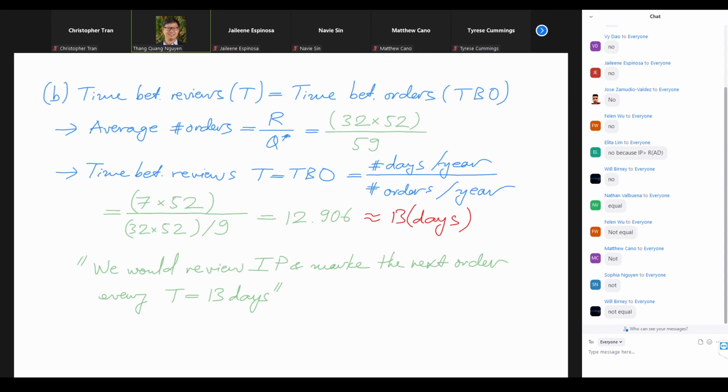Earlier, we fix the quantity. No matter what, we order the same amount every time. And we let the time to vary, right? But in this case, we just fix the time. So today we review and order. After 13 days, we also review and order. And then another 13 days, right? We review and order. So that is why we call this as an FPS model.